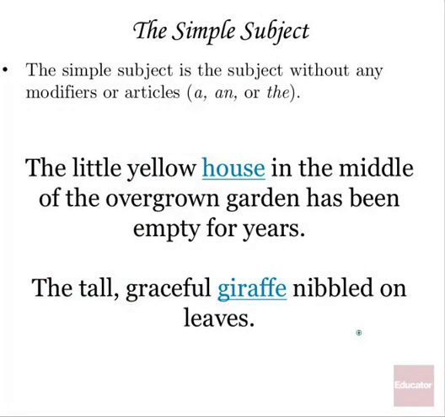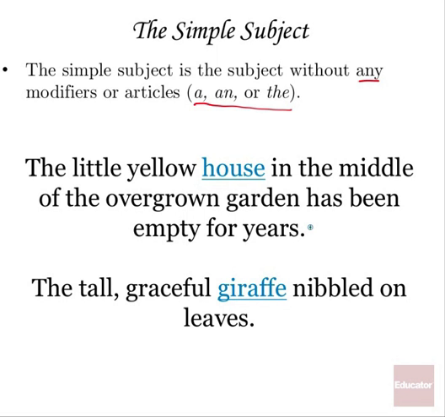All right, let's look at the simple subject. The simple subject is the subject, whatever's performing the action, without any modifiers or articles. Articles are a, an, and the, and we'll cover them in a later lesson. So, the little yellow house in the middle of the overgrown garden has been empty for years. House is the simple subject.